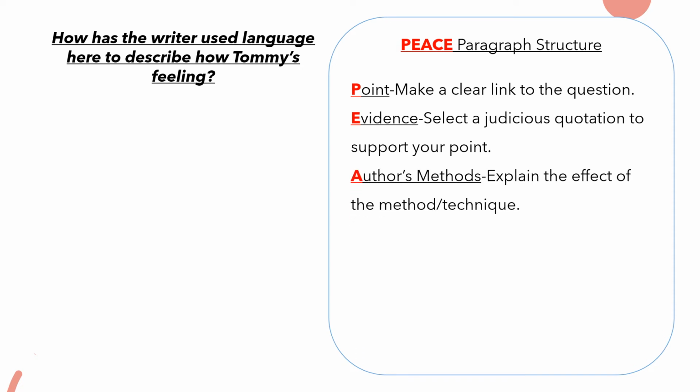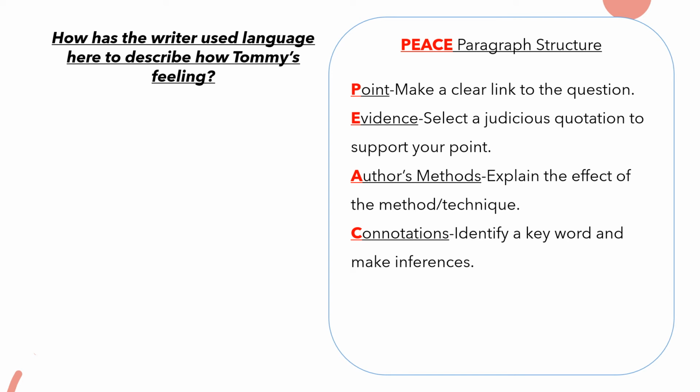The next one is author's methods. Think about the method that the writer has used within the quotation and try to explain the effects of the method and the technique, and how that actually helps us to understand how Tom is feeling.